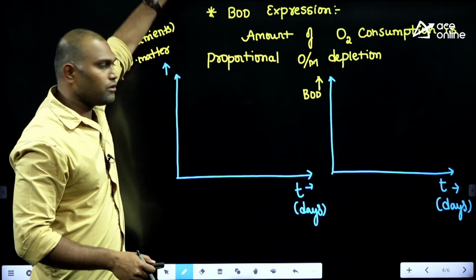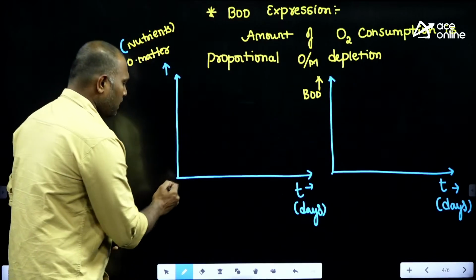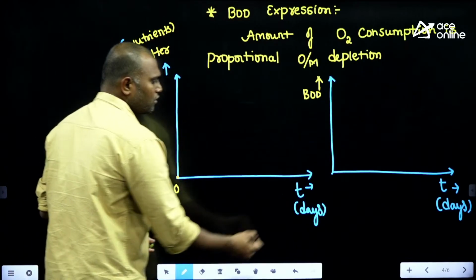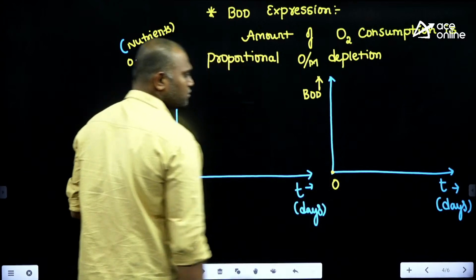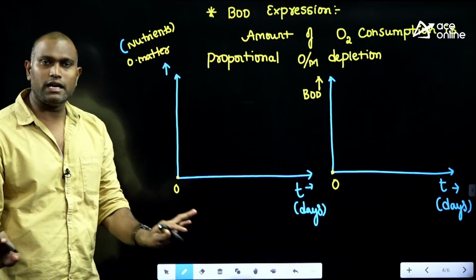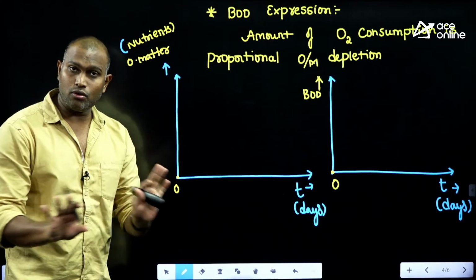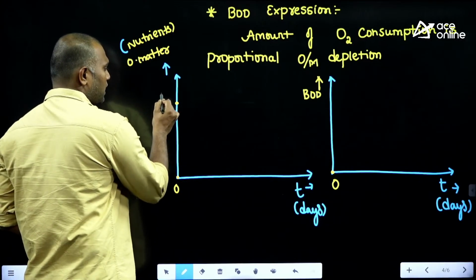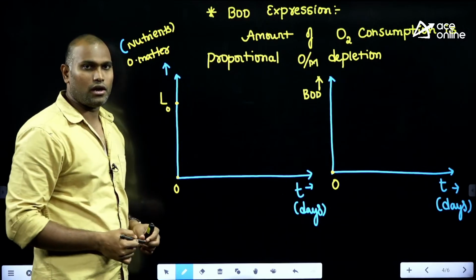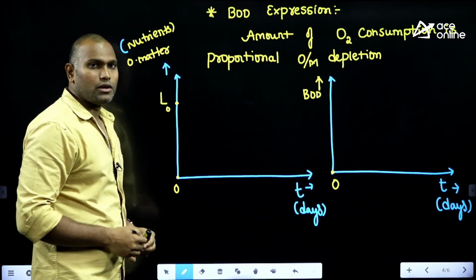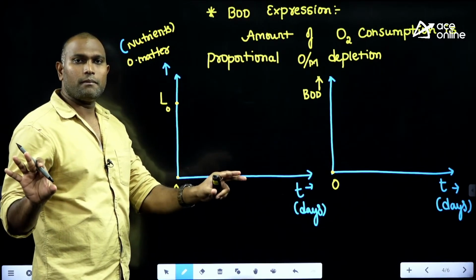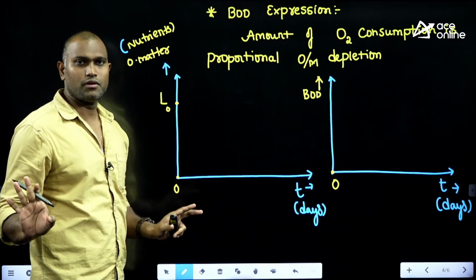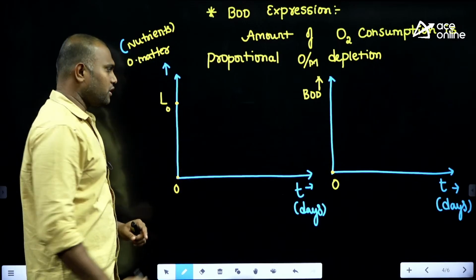Okay. Now, if you see, when time t is equal to 0, in water there is organic matter, but there was no decomposition. So, let's say the maximum amount of organic matter, let me represent it with L0. What is meant by L0? The total amount of organic matter in the sewage when time t is equal to 0.